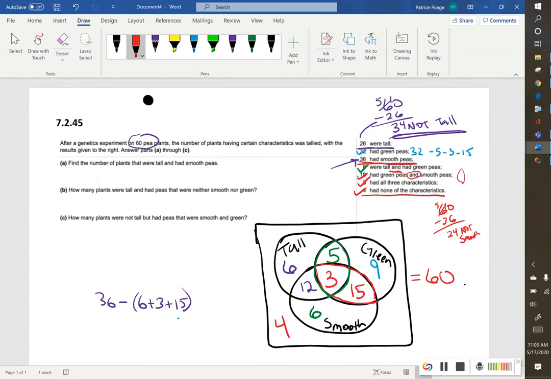Alright, so then answering our questions over here, we have find the number of plants that were tall and smooth. So tall and smooth is going to be this football shape right here, tall and smooth. So 12 plus 3 is 15. How many plants were tall and had peas that were neither smooth nor green? So they were tall, so they're in the tall circle, but they weren't smooth or green. So they're just the 6 right there.